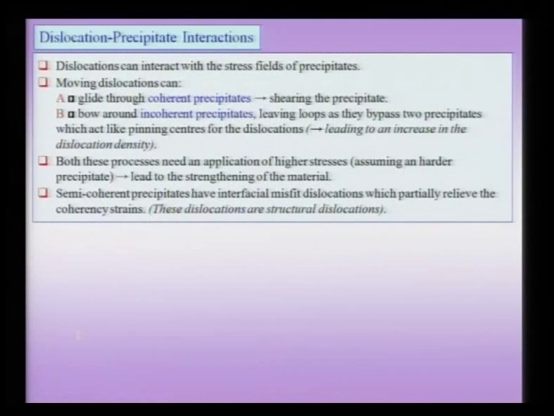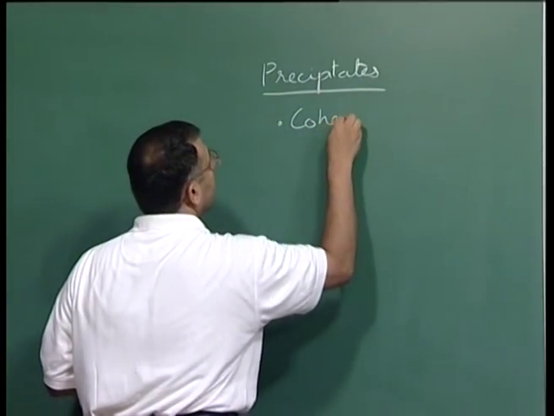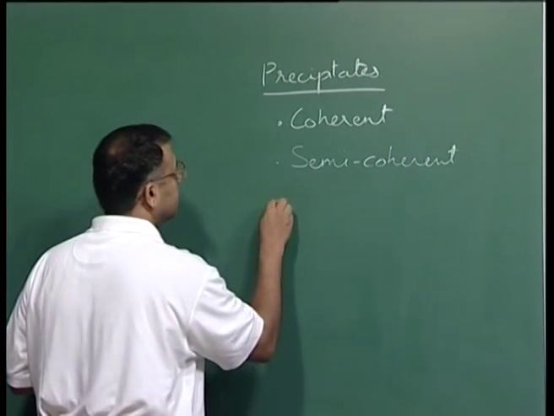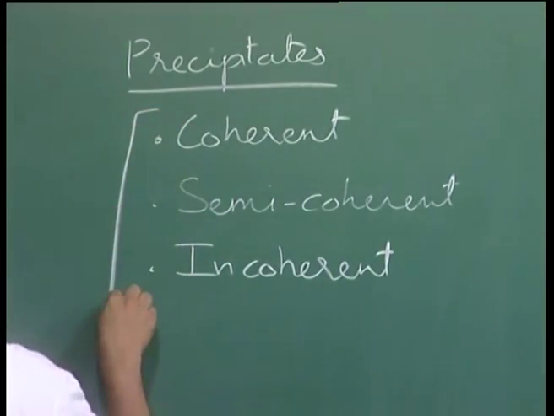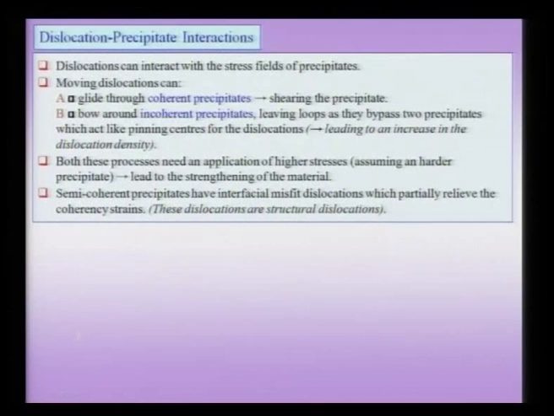So, precipitates are of three types. So, we have three types of precipitates out here, and the coherent precipitate is a precipitate in which the atomic planes are continuous from the matrix into the precipitate. In a semi-coherent precipitate, there are regions in which the atomic planes are continuous, and there are regions where the atomic planes end at the interface, and that can be interpreted as the presence of a dislocation.